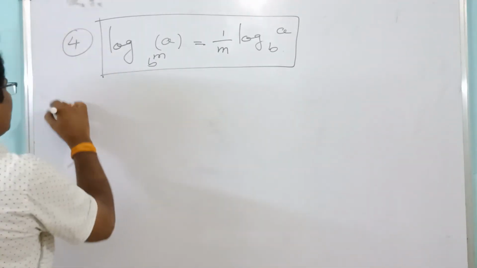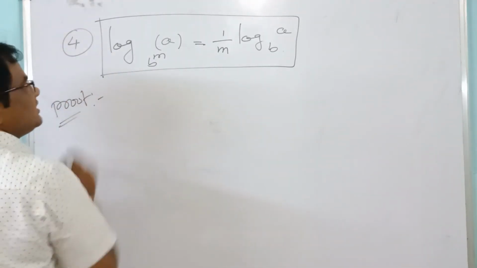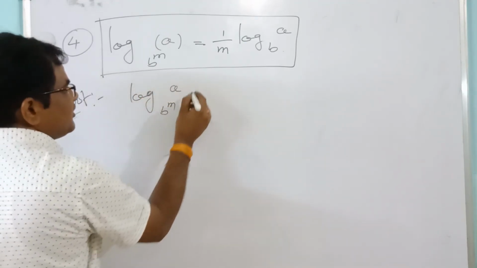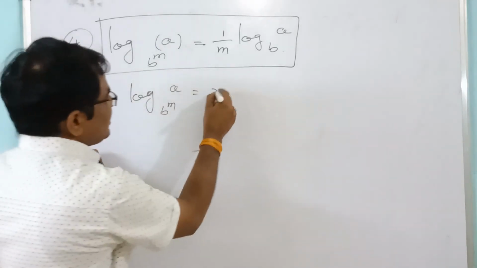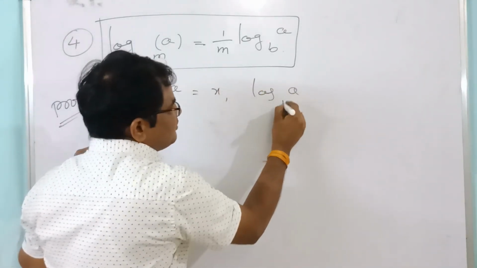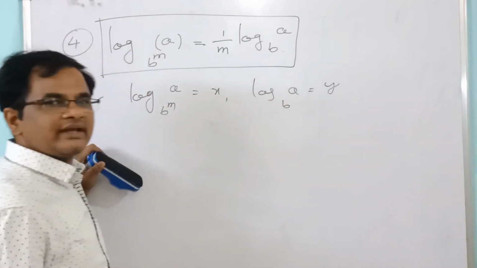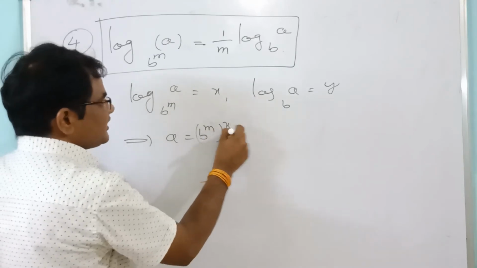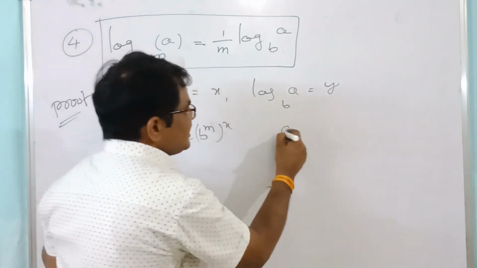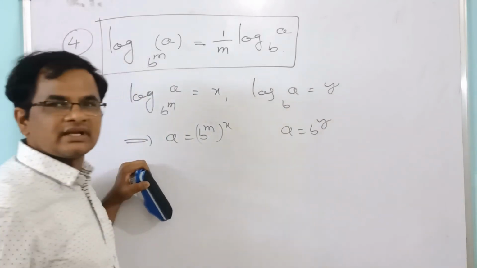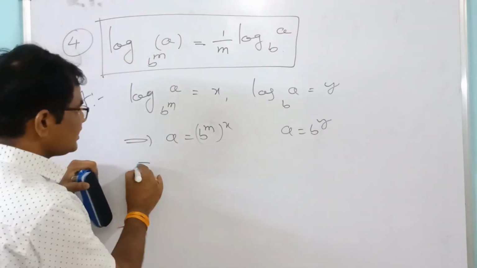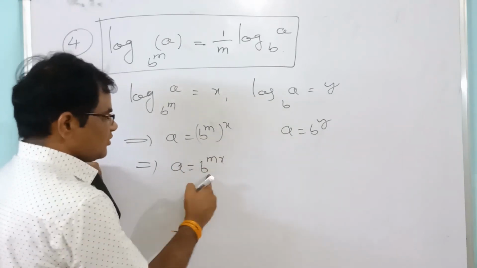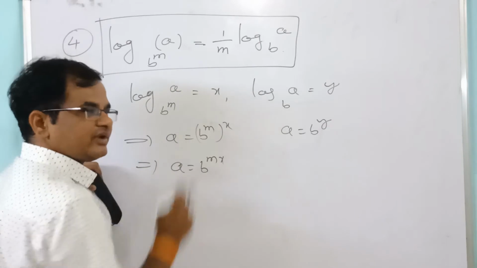Otherwise, if you want to prove like this, one small proof is there. So what we have to take here also: log of A to the base B power m equal to x, and log A to the base B equal to y. And now this implies A equal to B power m whole power x, right? Now A equal to B power y, right? And now that implies this can be written as A equal to B power mx or A power m whole power n.